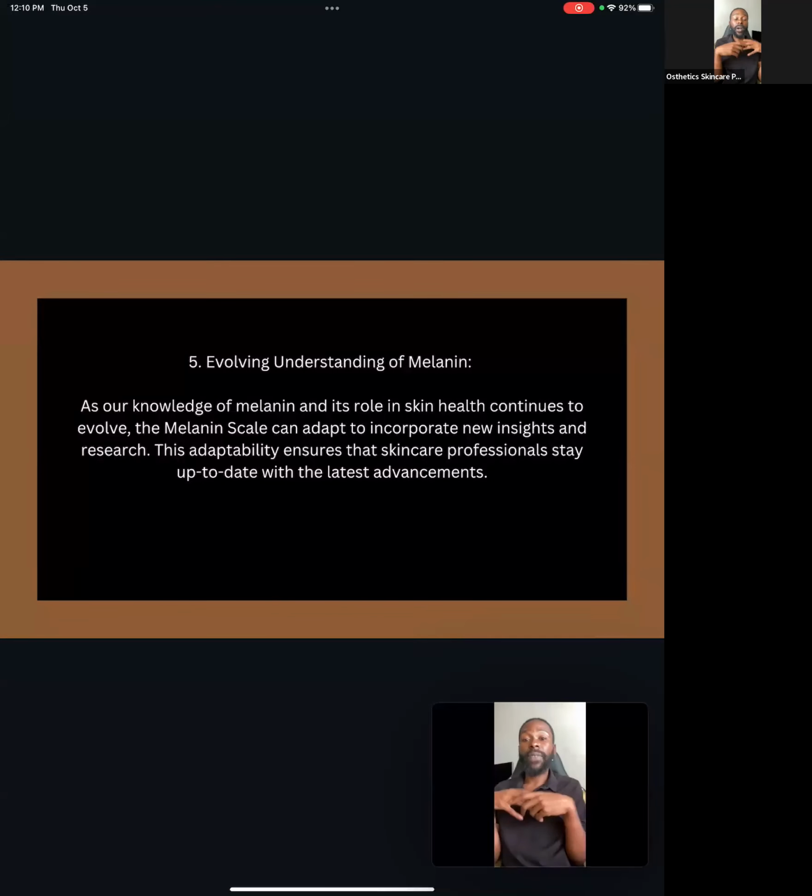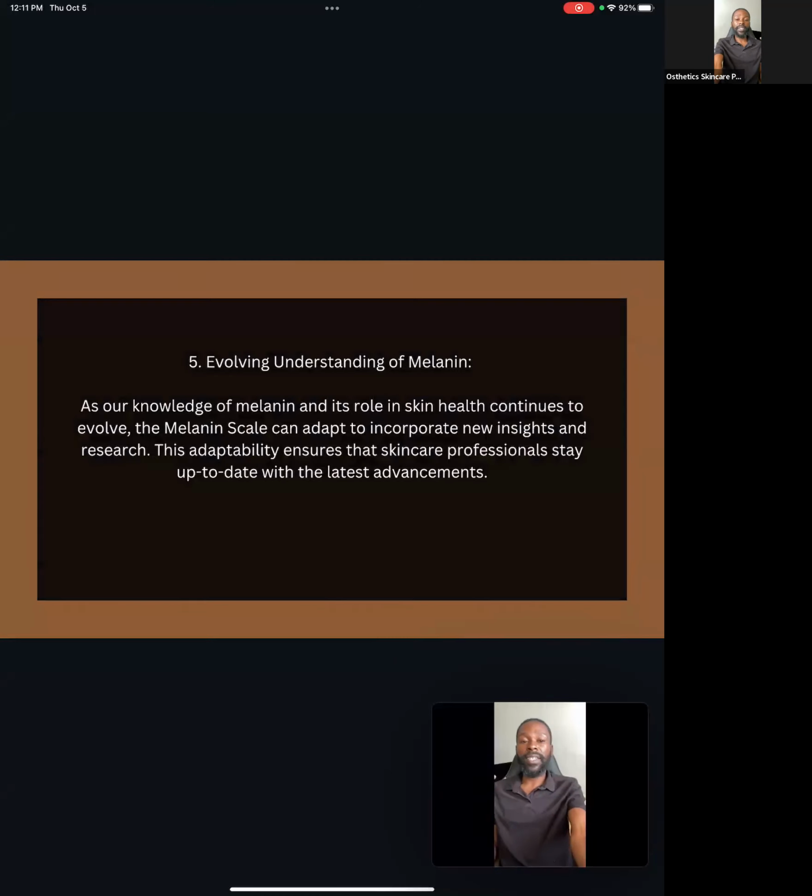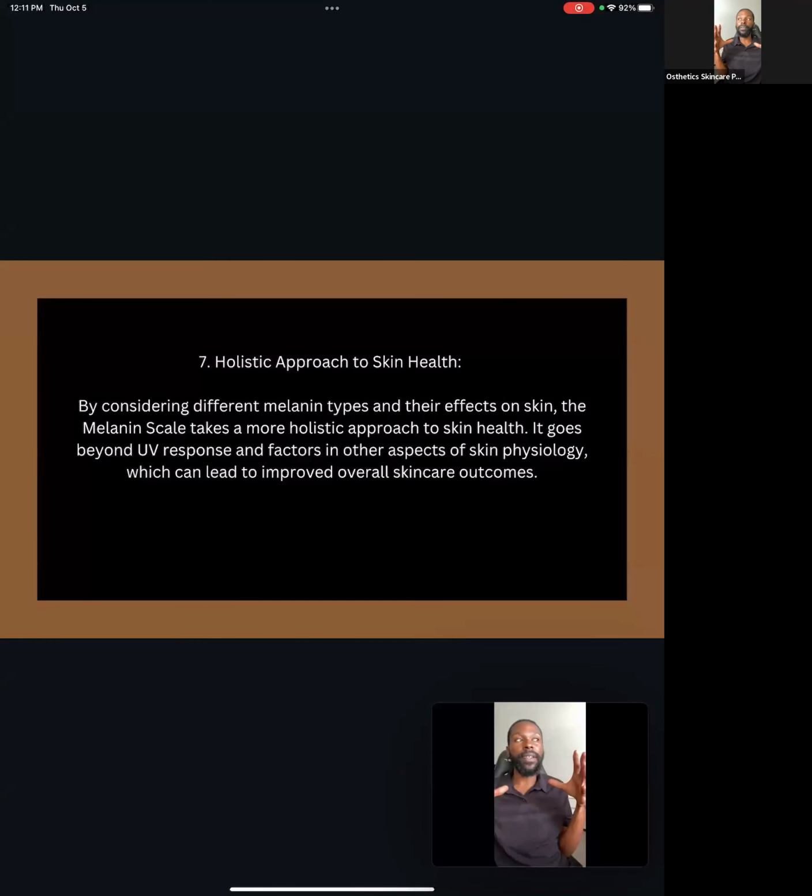Then we have the evolving understanding of melanin. As our knowledge of melanin and its role in the skin continues to evolve, the melanin scale can adapt to incorporate new insights and research. This adaptability ensures that skincare professionals stay up to date with the latest advancements. So basically, you could use this to even merge with technology that's out there today, conducting skin analysis that is far beyond what we do with the mag lamp.